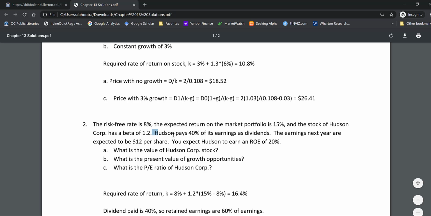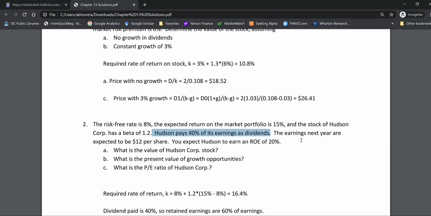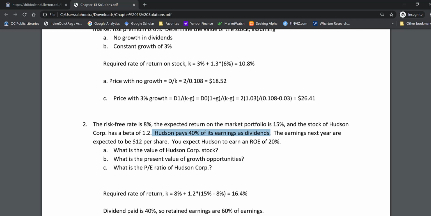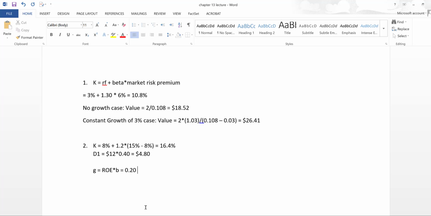So the question says 40% is paid out as dividends. So 40% of the earnings go towards dividends. That means 60% are retained by the company, and therefore B will be 0.6. All right, so let me first write down these inputs here. ROE is 20%, that is given in the question, and B is 60%.